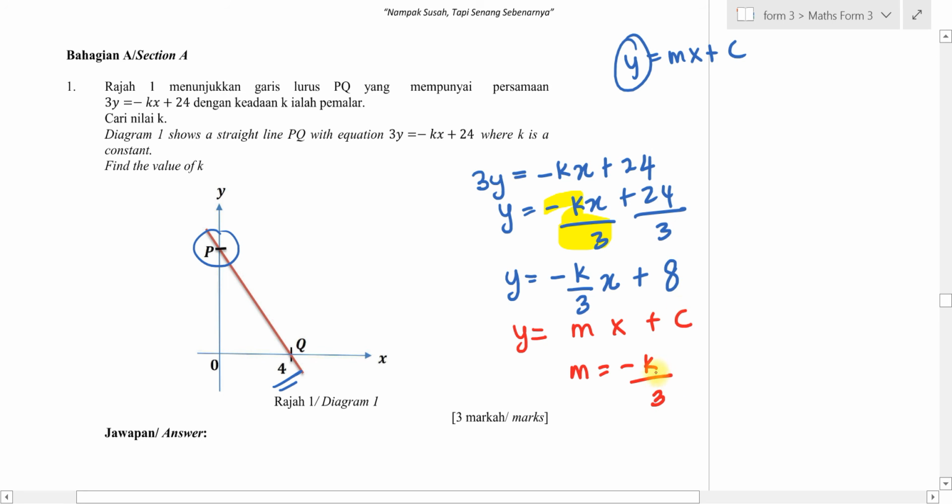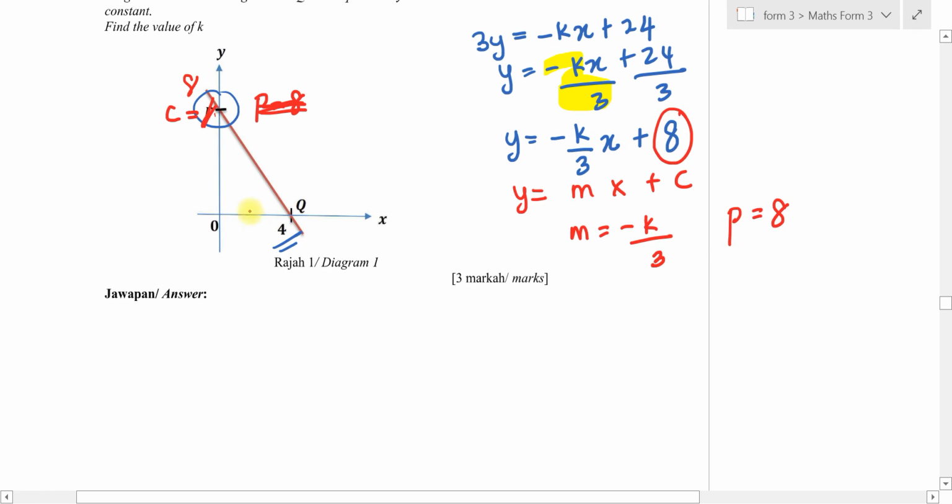But the problem is they ask us to find the k value. And here, in this equation, if you see properly, 8 means what? Y-intercept, right? So that means P is equal to 8. Correct or not? P is equal to 8 because this is your y-intercept. So now our work is very simple. P is equal to 8.